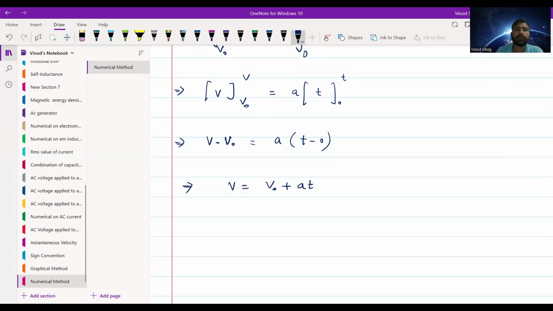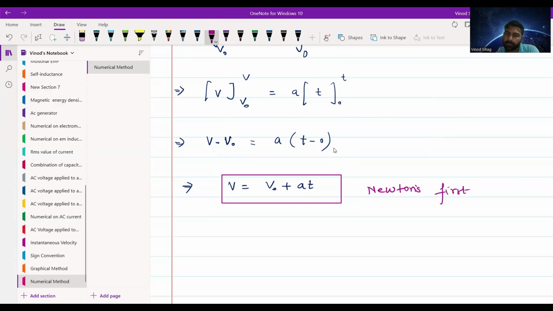That is nothing but our first equation of motion, or we can say Newton's first equation of motion in one dimension.